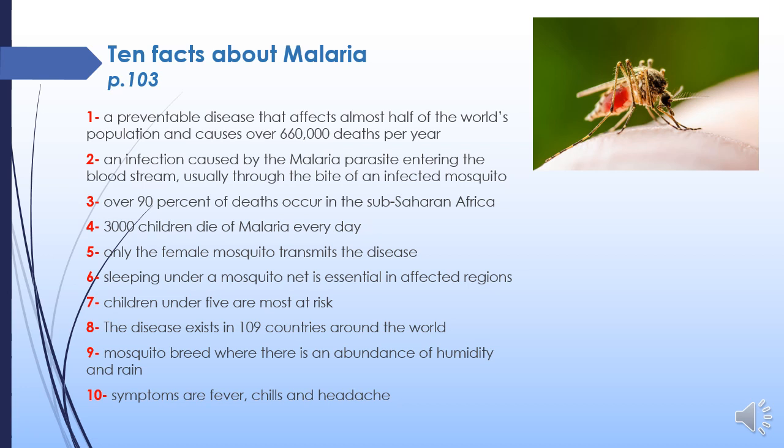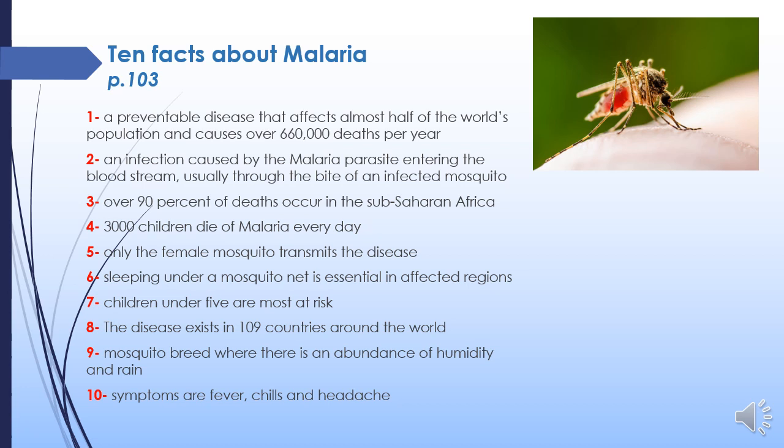3. Over 90% of the deaths occur in sub-Saharan Africa. 4. 3,000 children die of malaria every day. 5. Only the female mosquito transmits this disease. 6. Sleeping under a mosquito net is essential in affected regions. 7. Children under 5 are most at risk.